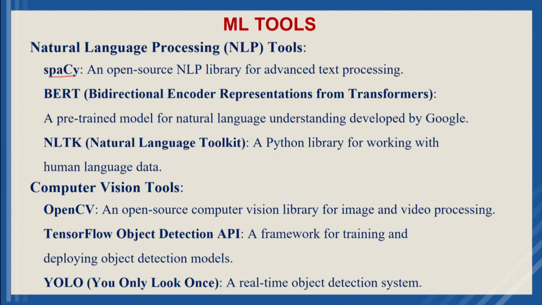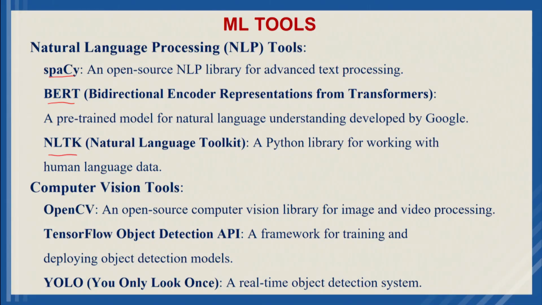So, if you take initially the natural language processing, the tools available are SpaCy, BERT, NLTK. SpaCy is an open source NLP library used for advanced text processing. BERT is Bidirectional Encoder Representations from Transformers, and this is a pre-trained model for natural language understanding developed by Google. And we come across NLTK, which is the Natural Language Toolkit. It's available as a Python library, and mainly this is used for working with human language data.